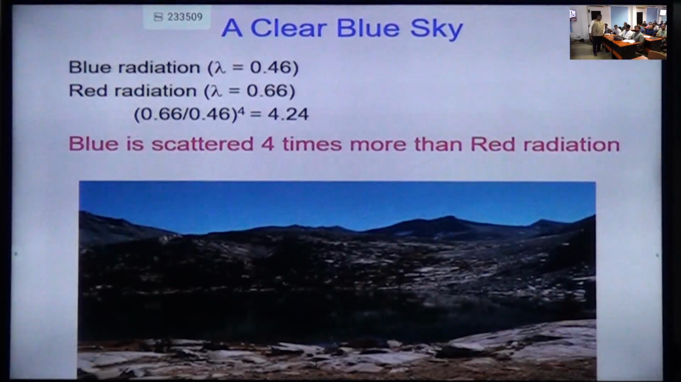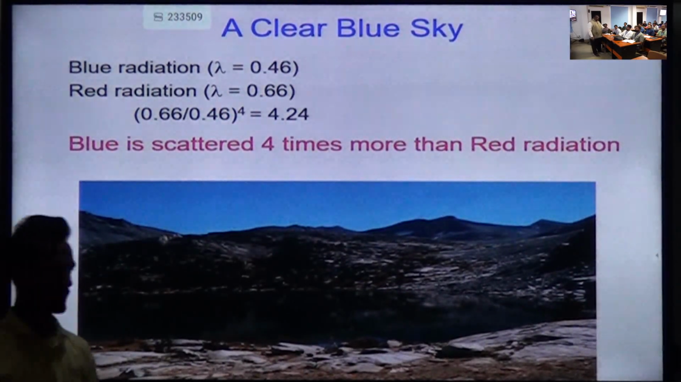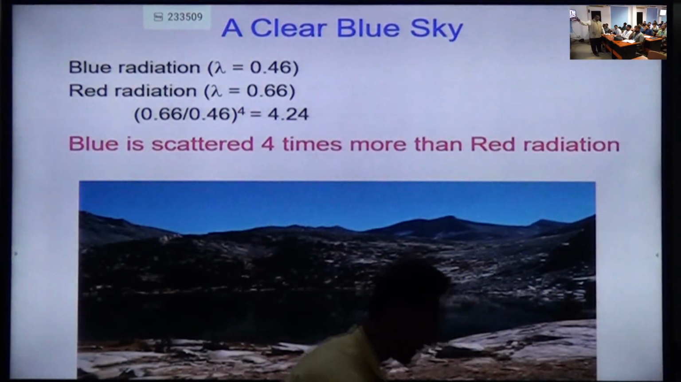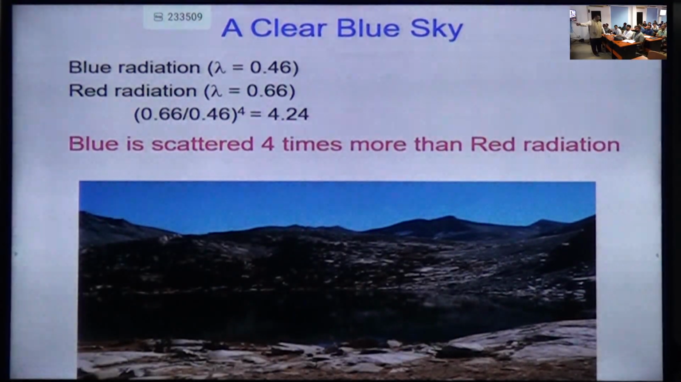So it is scattered by molecules and particles whose diameter is very small, primarily oxygen and nitrogen molecules. Scattering intensity is proportional to lambda to the power of -4, which means it is inversely proportional to the wavelength to the power of 4. And the blue sky is due to this. Why blue sky? Because the blue color is more scattered.